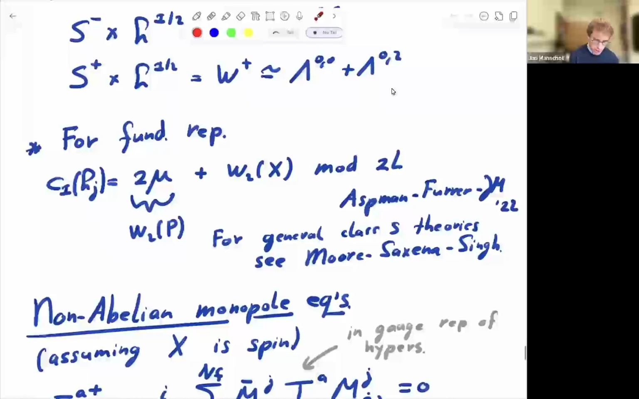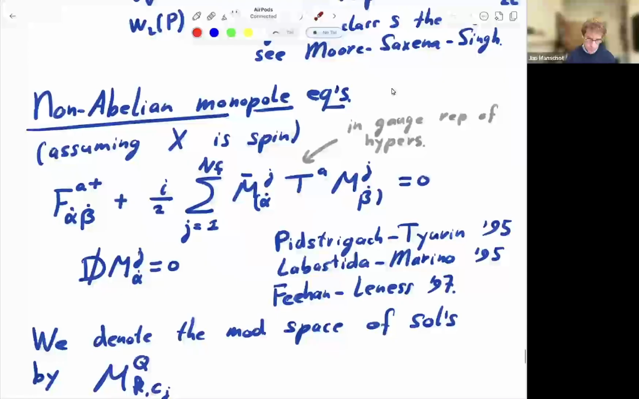And for the fundamental representation, we get a slightly different quantization condition, namely that it is w2(P) plus w2(X) modulo 2L for the fundamental representation. Okay. Now our moduli spaces are also a bit changed in this context.